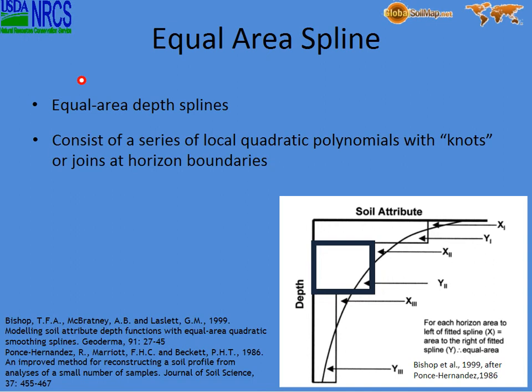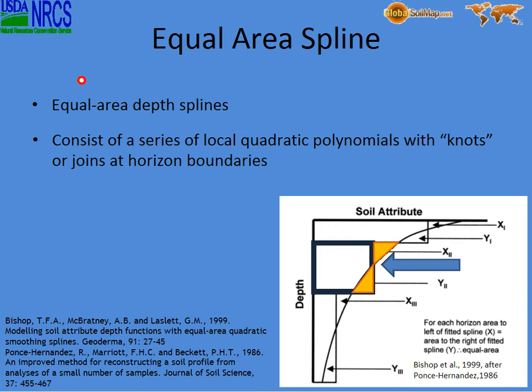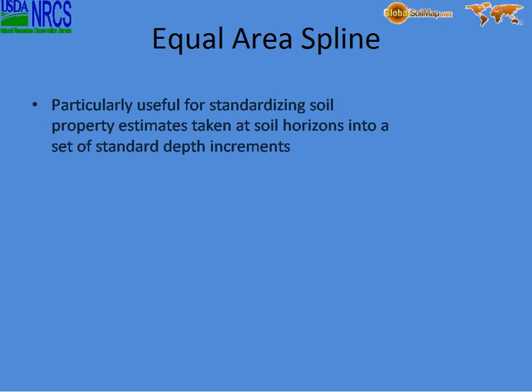Then each area is represented equally on both sides, which leads to sort of a continuum property. But here you can see right away the problems. It overestimates the upper portions of the horizon, and it underestimates the lower portions of the horizons. So again, it's very useful for standardizing soil property estimates taken at every horizon depth that we are interested in.